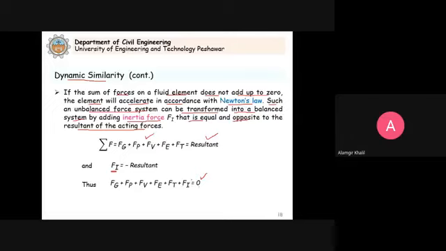That's why you see that this inertia force will be present most of the time. You see the Reynolds number, inertia force by viscous force. We studied the Froude number. What was that? Inertia force by gravity force.